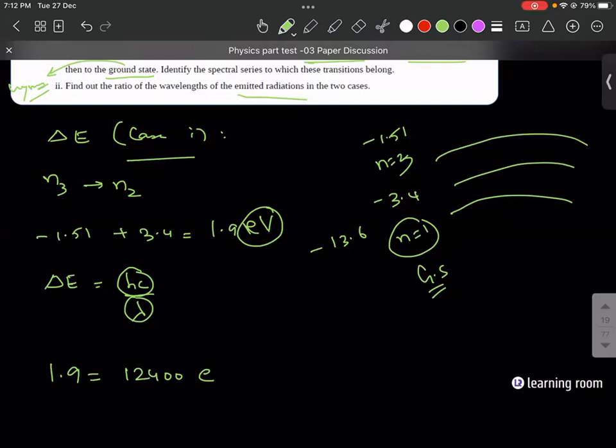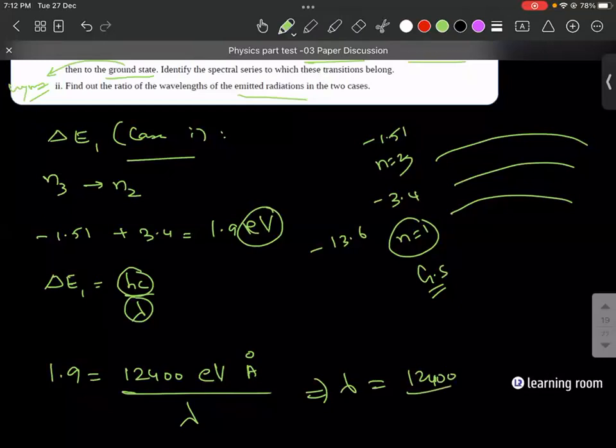Okay, the formula. I'll call this as 1. Delta E1 is hc by lambda. So when you're writing in terms of electron volt, how will you write hc? I told you already. It is 12,400 electron volt into angstrom, correct? Divided by lambda. If lambda is 12,400 divided by 1.9 angstrom, can I write it like this?